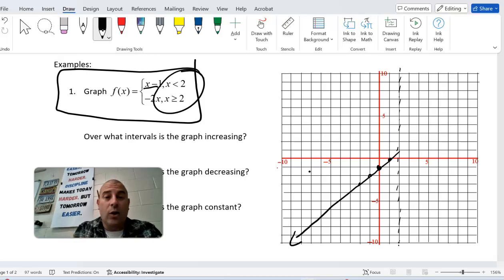Now, it is an inequality, so I see a less than symbol, so guess what we're going to put there? Yeah, we're going to put an open circle there. So again, what it's saying is, listen, when we're less than 2, I want this visual. Now, when we're greater than or equal to 2, we want the line -2x. So we're still going to graph like normal, okay? But remember, I only want to graph when I'm on the right side of it.